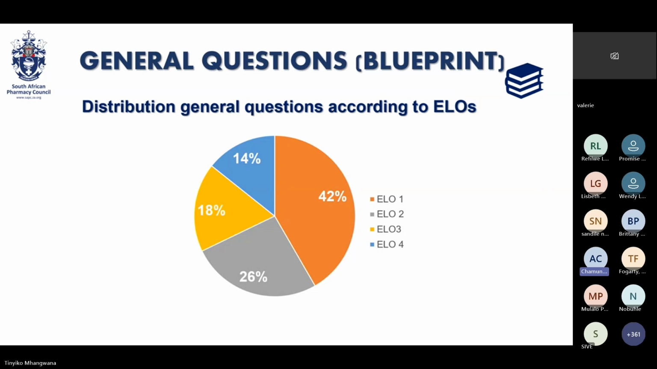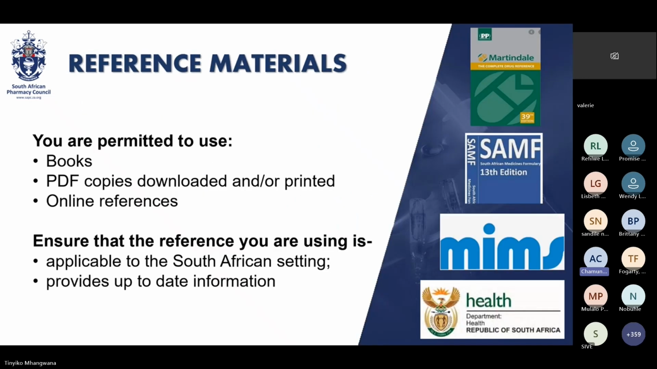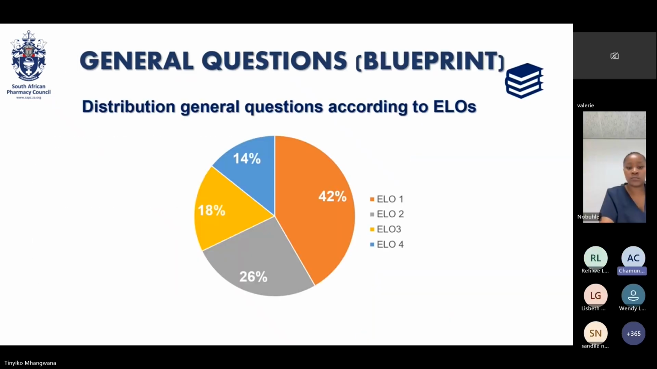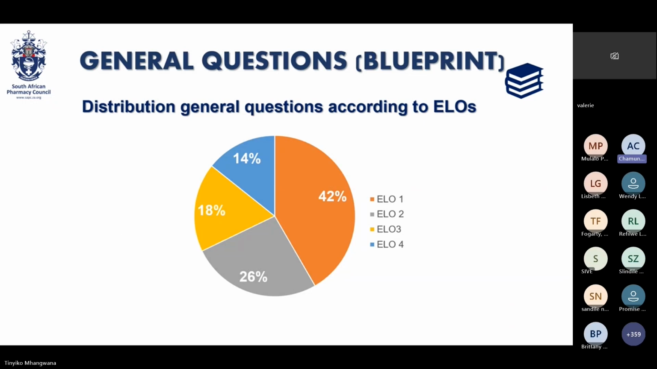One important thing to remember is with your general questions, there are 84 questions that you have to answer. The bulk of those questions will be coming from exit level outcome 1, which makes up 42% of the questions. And exit outcome 1, just to recap briefly, is the one where you're talking about basic scientific principles, where you're applying your basic scientific knowledge to provide technical support in delivering pharmaceutical services.